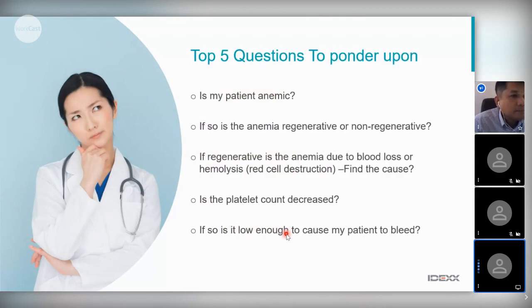So we'll move on to the parameters now, but before that, I need to ponder upon the 5 questions that comes into every veterinarian's mind whenever they look at a CBC. So these are the main 5 questions. The first one that comes to my mind is that, is my patient anemic or not? The second is, if the patient is anemic, then whether the anemia is regenerative or non-regenerative. The third question is, if regenerative, then is the anemia due to blood loss or hemolysis?